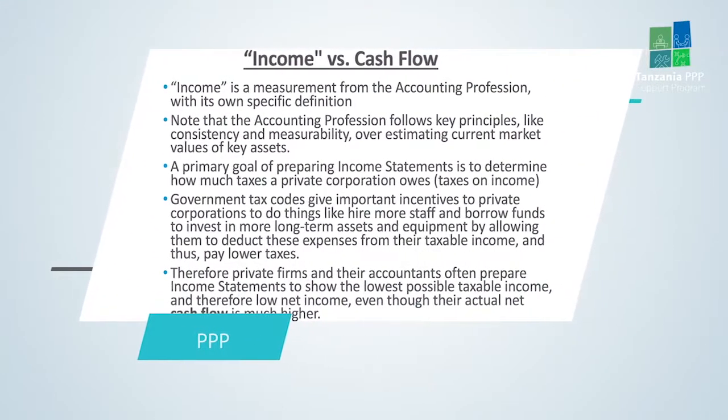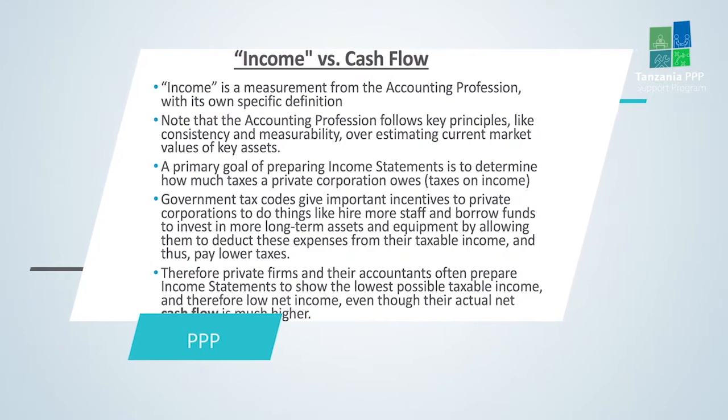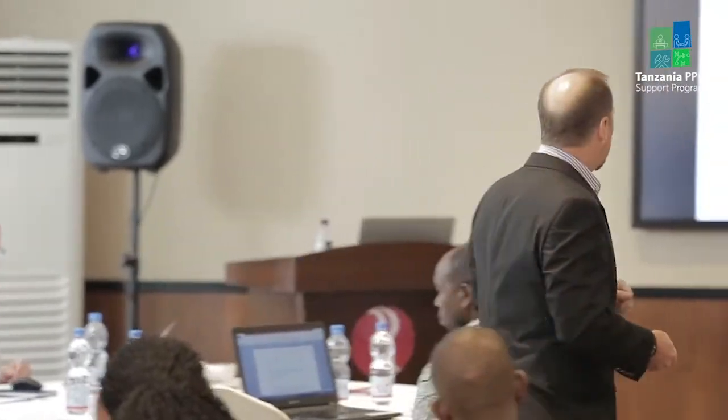Now, income, as we've seen, differs from cash flow because it follows a couple of key principles. One is that it's a measure that comes from the accounting profession with its own specific definition. So for example, I said I'm a consultant, which means I do work for clients. At the end of the month, I will send them my bill for services. I will recognize that as income that I have booked. I haven't gotten paid for that yet, but I'm recognizing that as income.